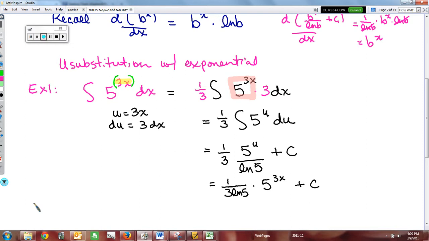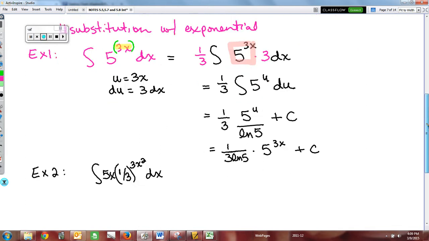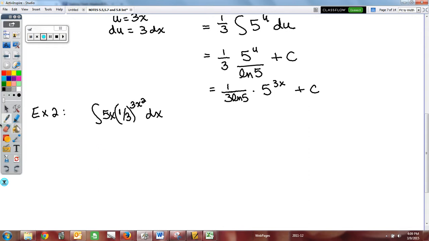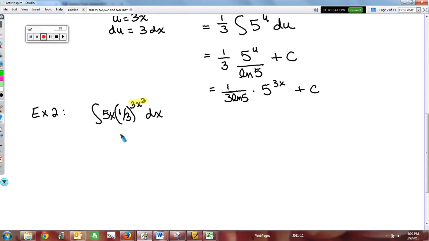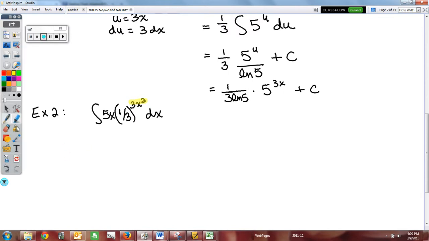All right, let's look at another example. Example 2. Suppose I had to integrate, let's do 1/3 to the 3x squared, and let's assume that we have a 5x out here, dx. All right, so let's take a look at this example. Again, the idea here is that you're going to have to recognize that the inside of your function is the exponent, that this is exponential.